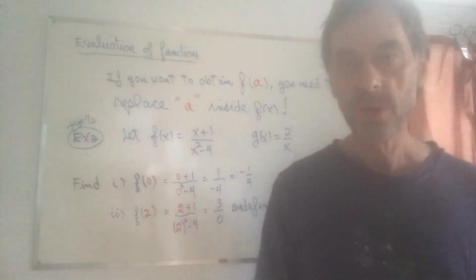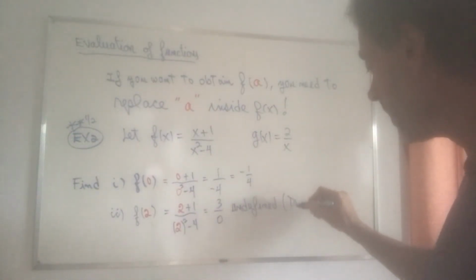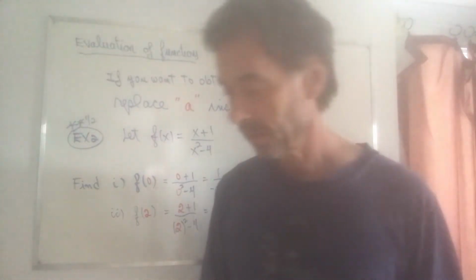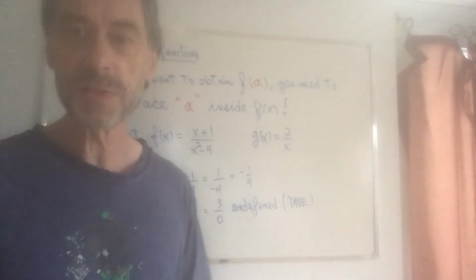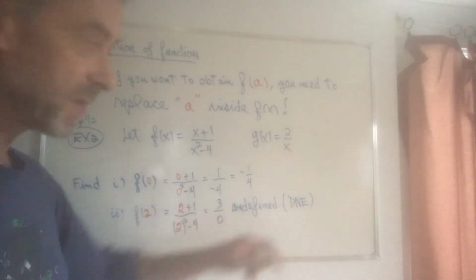Undefined is what we call 3 over 0. Some people also call this DNE. What does DNE stand for? DNE, you know this. DNE stands for does not exist. Okay, good.